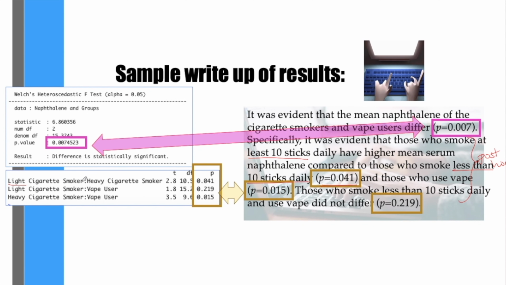So light versus heavy is 0.041. And those who use vape: this is the comparison of heavy cigarette smokers and vape users. So heavy versus vape users is 0.015. And then those who smoke less than 10 sticks daily and use vape did not differ. So this is the comparison of light cigarette smokers and vape users, which is 0.219.